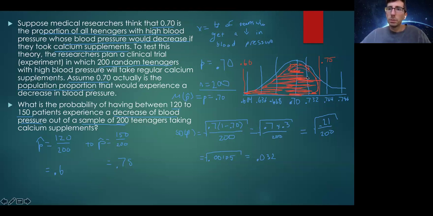And we know that these sample proportions are normally distributed, so we can use our calculator to solve for this. We just need to remember the standard deviation of our p hat, that mean, and our two values. Kind of a lot to remember.